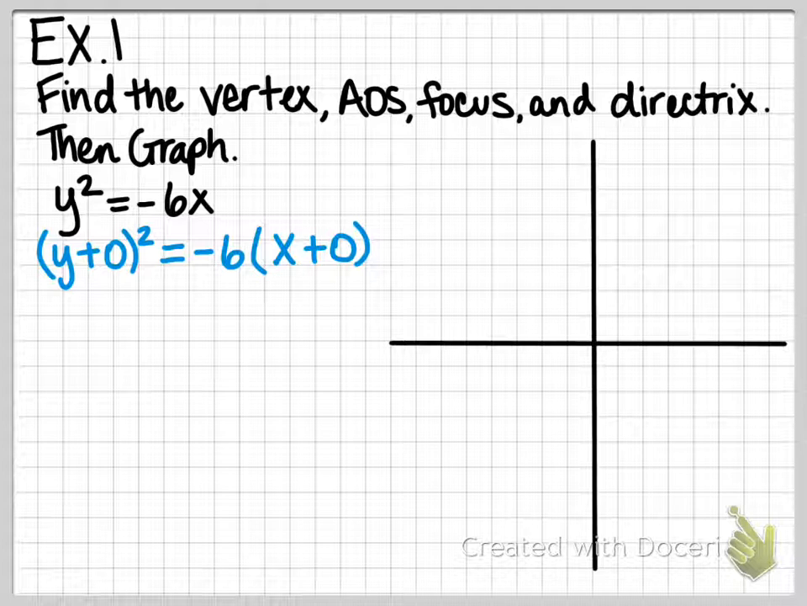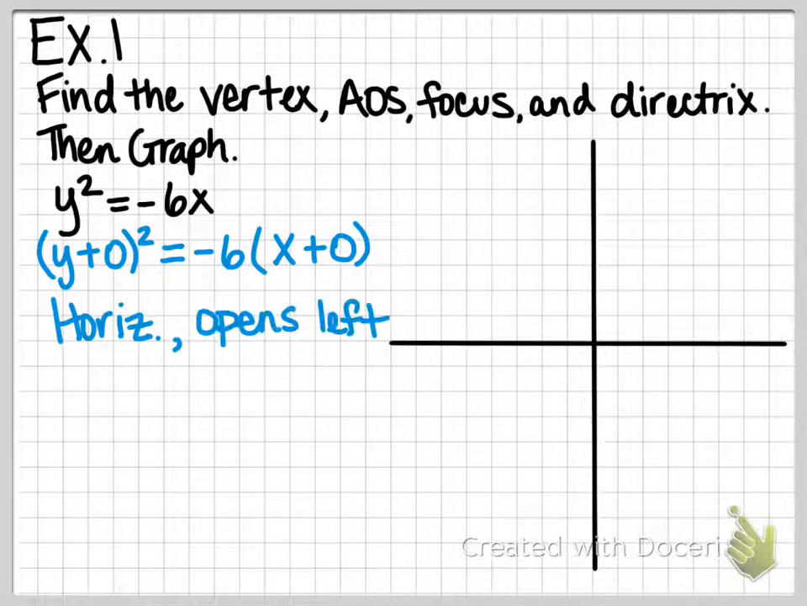Since this is a y squared equation, I know this is going to be a horizontal parabola, and because the sign in front of the parenthesis on the right hand side is negative, that tells me this parabola will open left. If it was a positive 6 in front of the parenthesis, then it would open right. Since I know it's horizontal, we're going to start to pull out the information that I gave you earlier for horizontal parabolas.